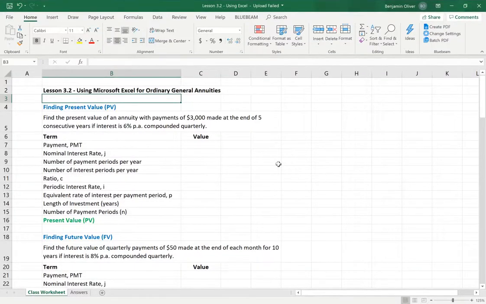Okay. Hi, everybody. You'll recognize this from our last unit. So I'm going to do a similar example in Microsoft Excel for doing ordinary general annuities. So if you've watched the first lesson, lesson 3.1, you'll notice that there's one major change.